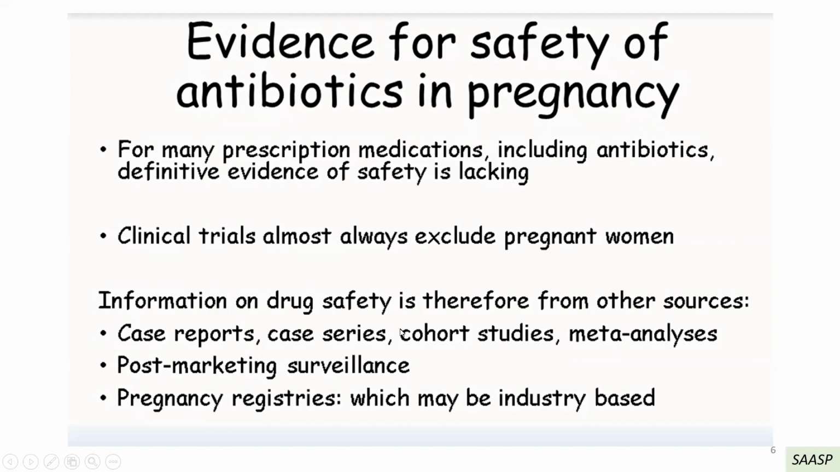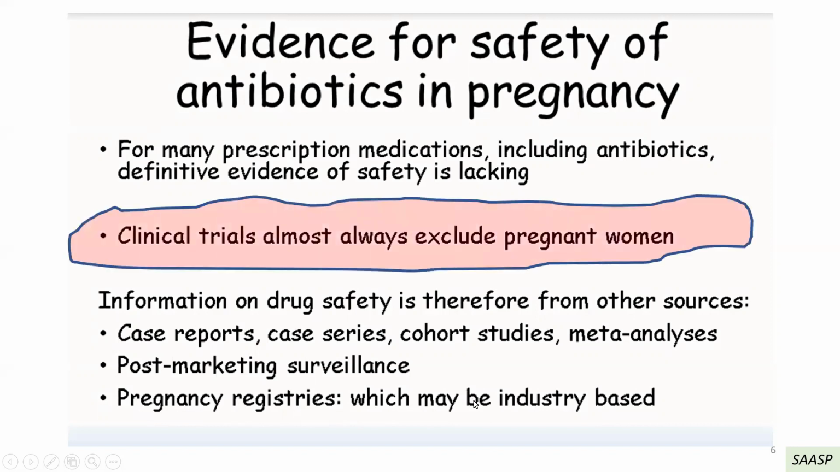So the information in terms of drug safety in pregnant patients comes through case reports. So whatever is reported in terms of what outcome the patient has after using a certain drug, it will be reported. And then also case series, cohort studies and meta-analyses, and always, obviously, post-marketing surveillance when those patients are surveyed. And then the pregnancy registries are also being used as evidence for the safety of the drug.